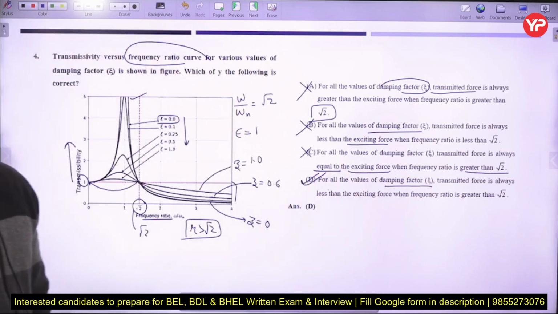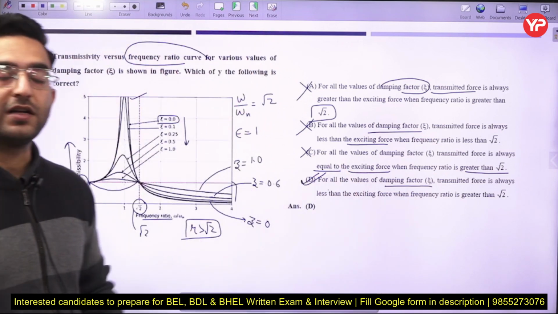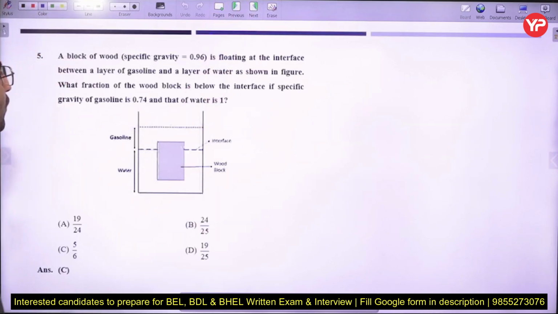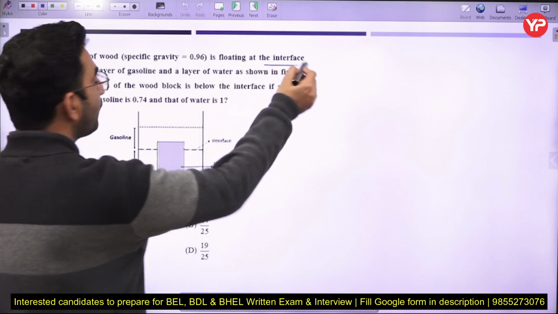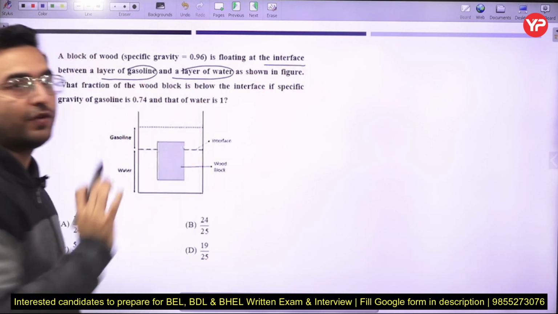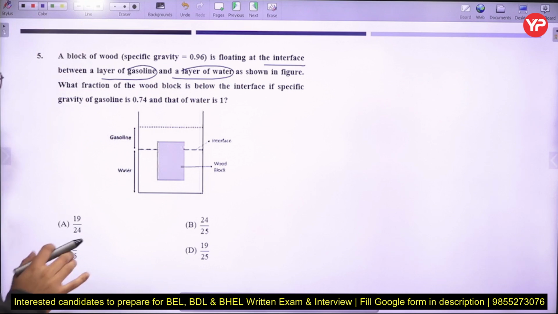That is the correct statement here. So option number D will be the correct answer of this particular question. Now the next part is, a block of wood with specific gravity 0.9 is floating at the interface between a layer of gasoline and a layer of water, as shown in the figure here. So what do you want to find out?